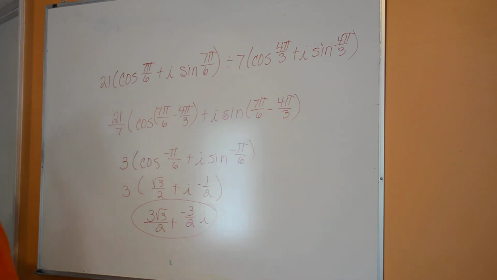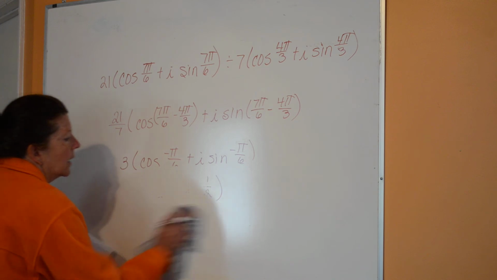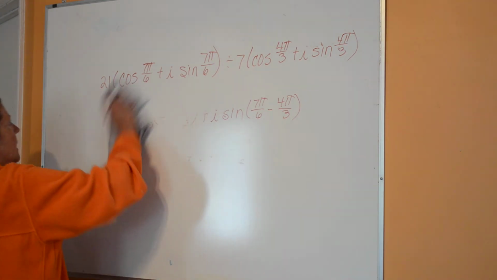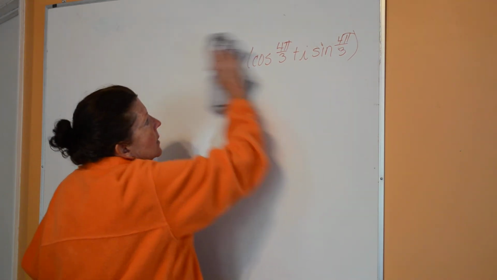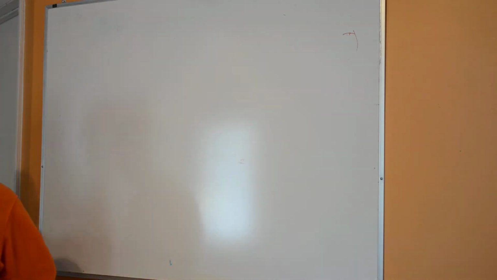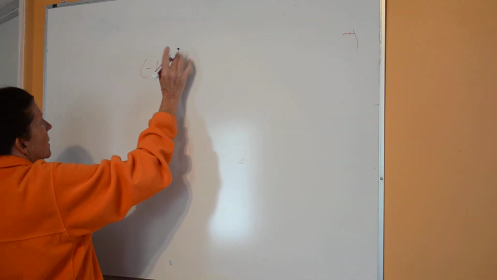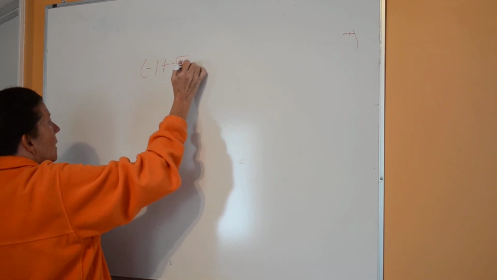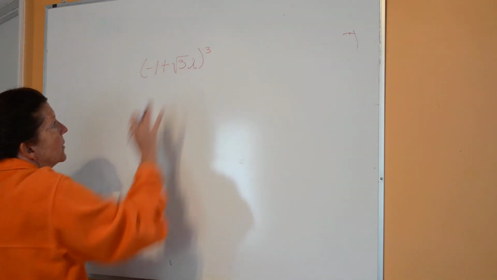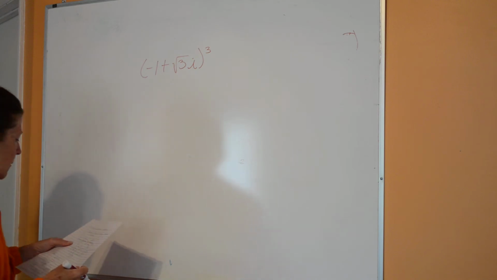All right, the last section was on finding the powers and the roots. And they are all done the exact same way with the same pattern. So we'll do a power first. Let's say I have negative 1 plus the square root of 3 i, cubed. The very first thing I have to do is change that into polar form.